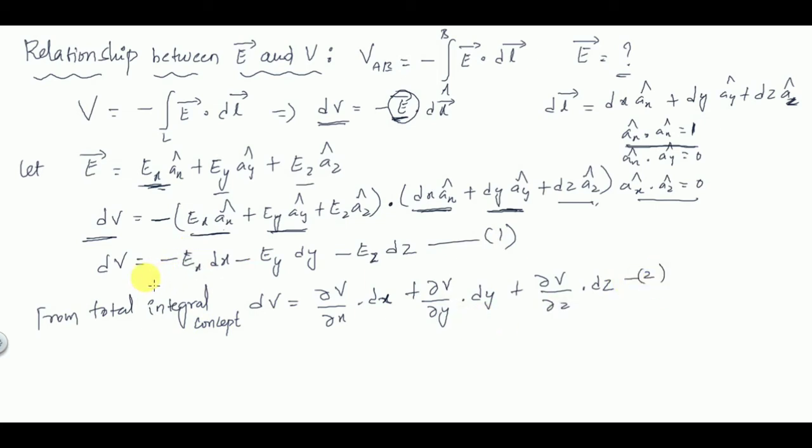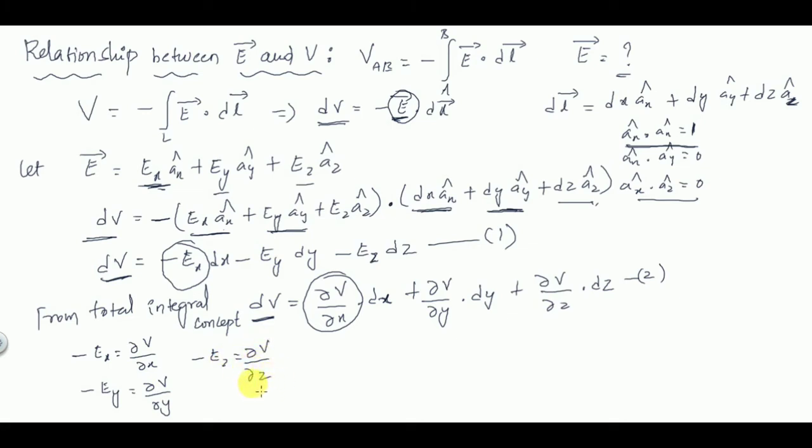So from 1 and 2, if you compare them, both left hand sides are the same, dv, and here also dv. So in the place of minus Ex we have dou v by dou x. So minus Ex is dou v by dou x. Similarly, minus Ey is dou v by dou y. Similarly, minus Ez is dou v by dou z. So these are the relationships between the components.